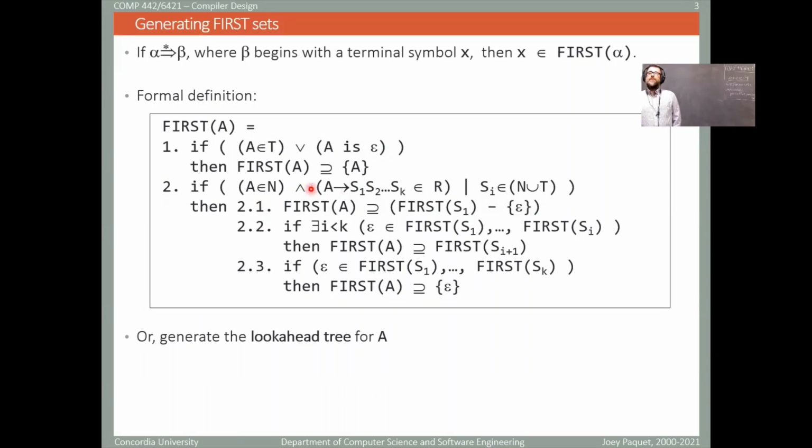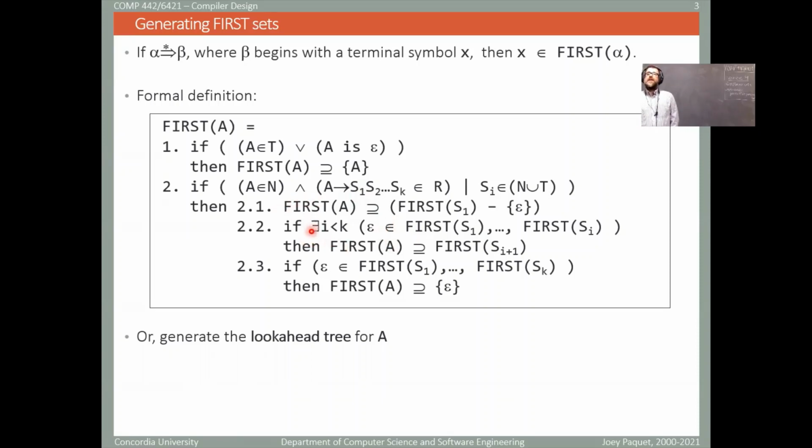Essentially, if you're trying to define the first of A, and you have a rule that says A can be transformed into S1 something, then of course whatever can start an S1 can also start an A. That's what this first rule says.